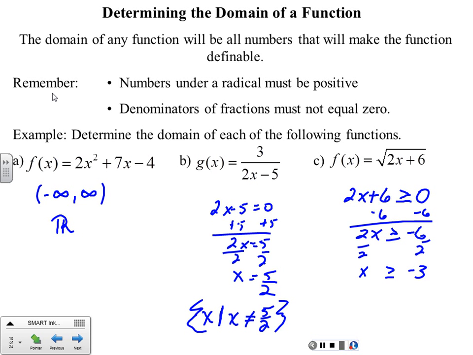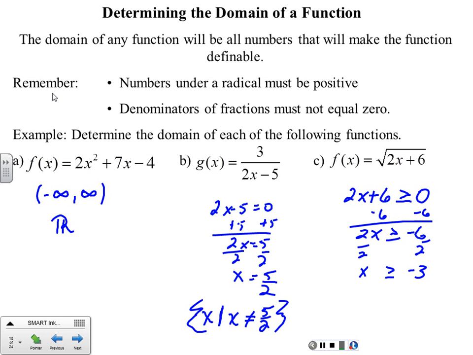So, what is your domain? Very good. Anything greater than or equal to -3. Your domain will be any number greater than or equal to -3.